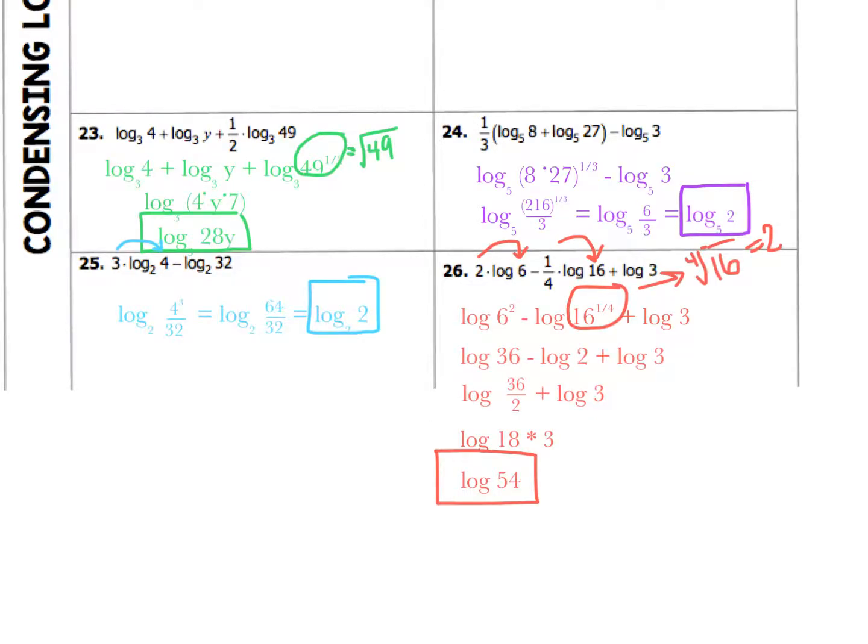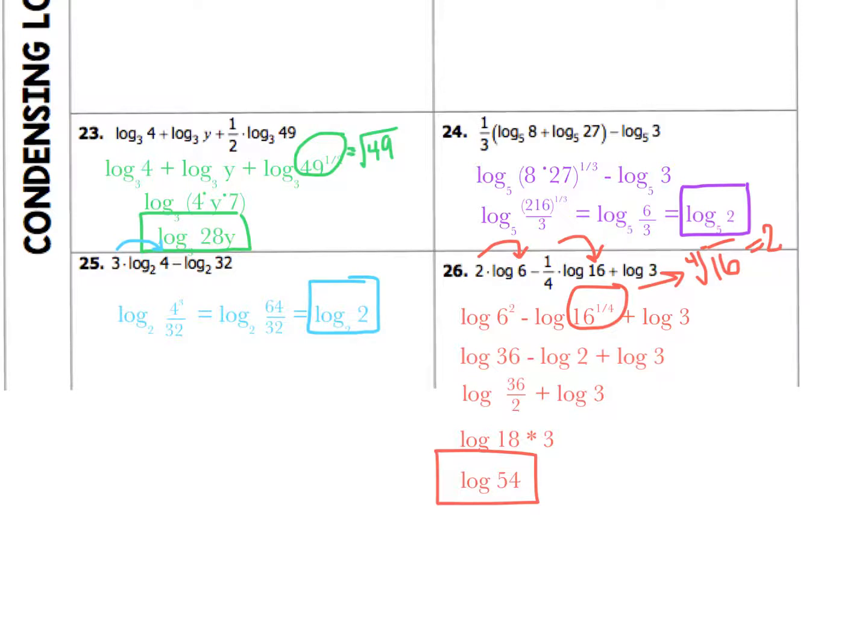Alright, so for 23, 24, 25, and 26, these are my results. For 23, I got log base 3 of 28y. For 24, I got log base 5 of 2. For 25, I got log base 2 of 2. And for 26, I got log 54. So go ahead and pause the video if you got any different answers and look back through my work and see if you can see where we differed. If it makes sense, then go ahead and move on to the next examples. If not, I will explain them now.